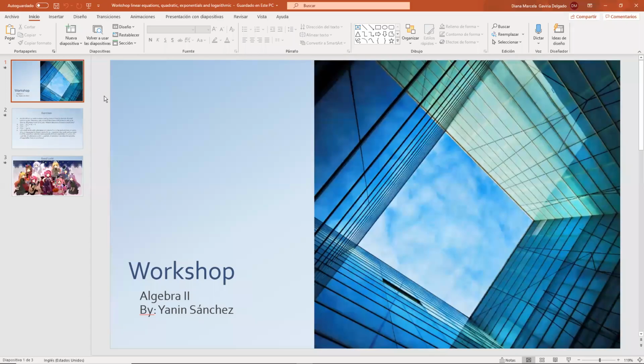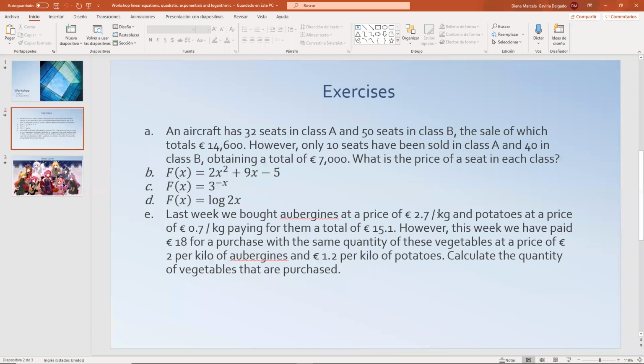Okay, guys, this is going to be our topic for today. We are going to perform a workshop about problem solving using linear equations, quadratic, exponential, and logarithmic functions, okay? So we are going to do only these 5 exercises.